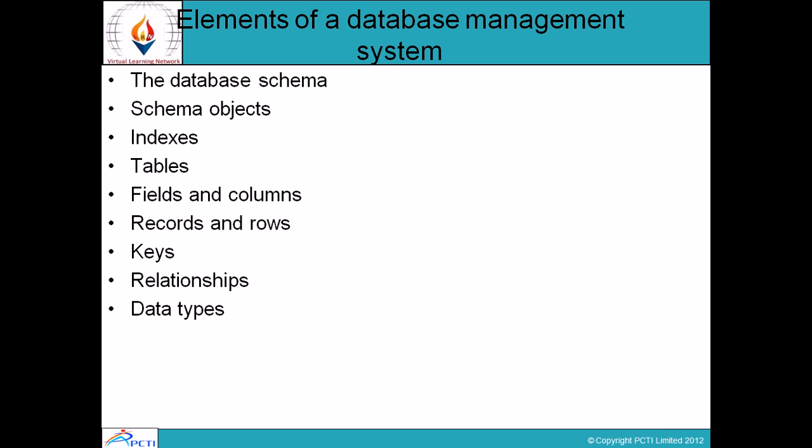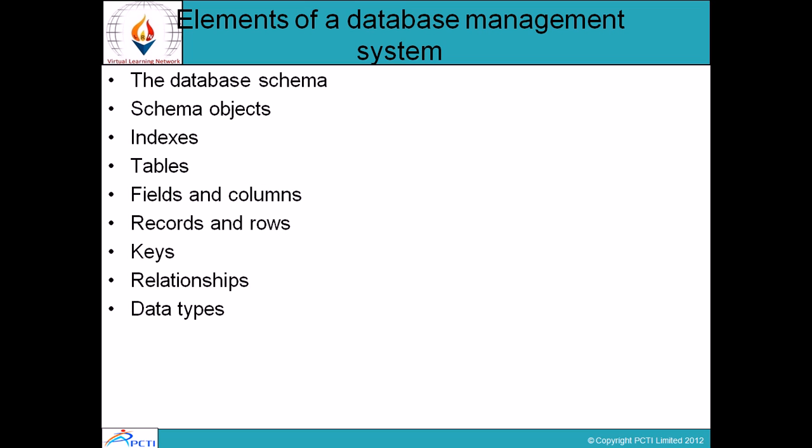The elements of a database management system which we use are the database schema, schema object, indexes, tables, field and column, record and rows, keys, relationship and data type. We use these elements in the database management system. What is a database schema? The one overall design of the database structure is called the database schema. For example, when the lecturer goes into the classroom, only the part of the database schema, that is the attendance register.